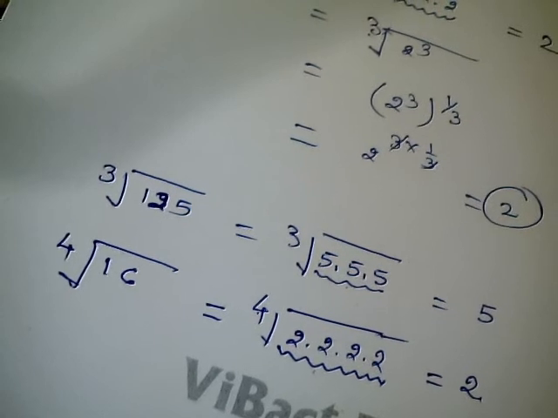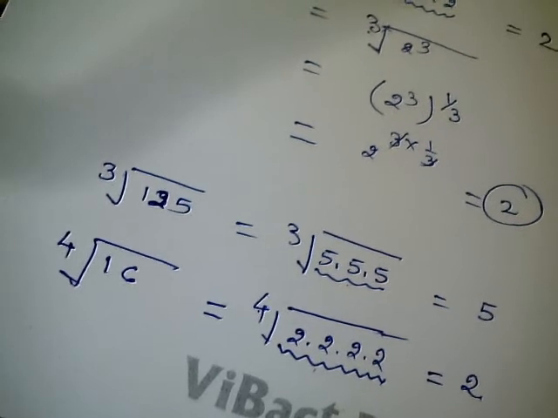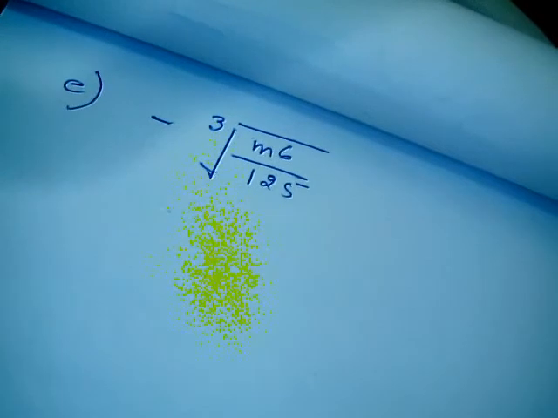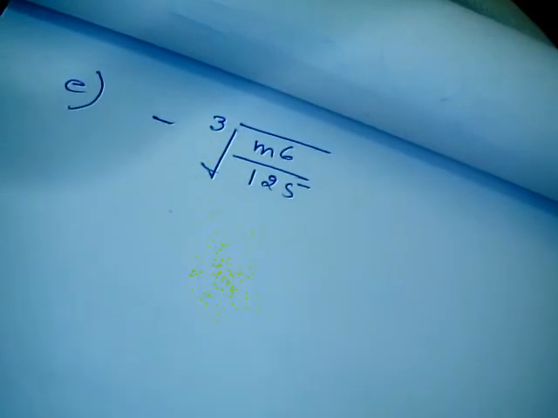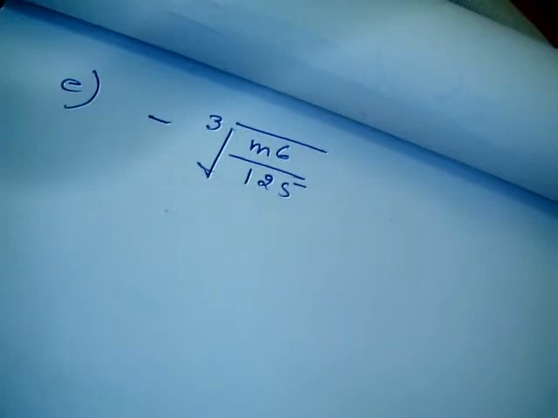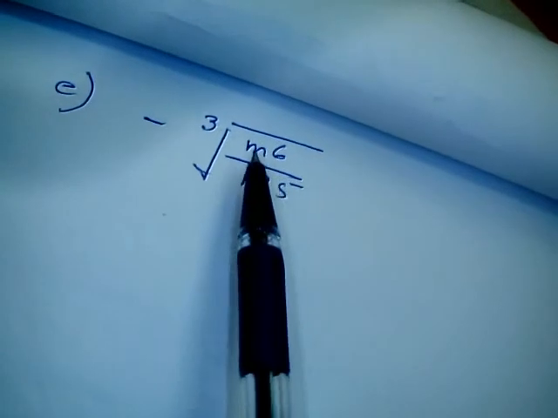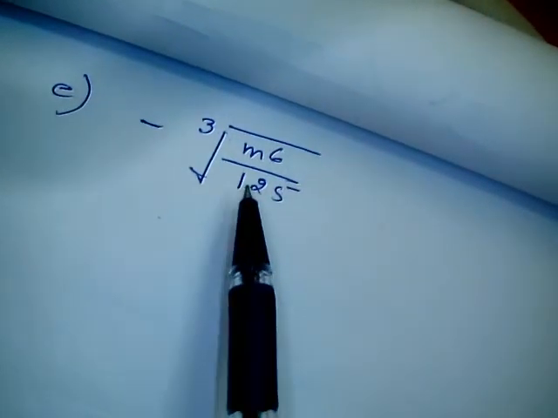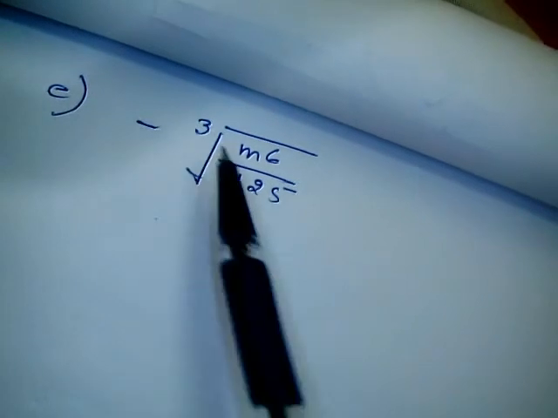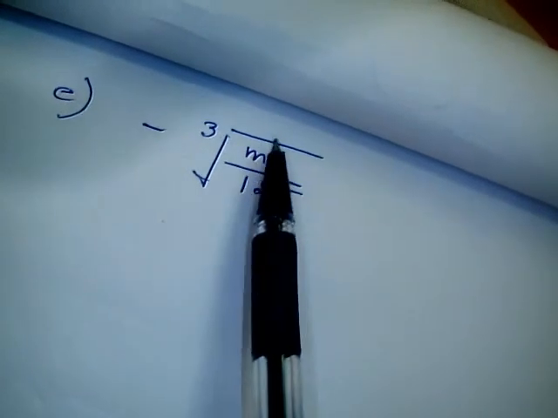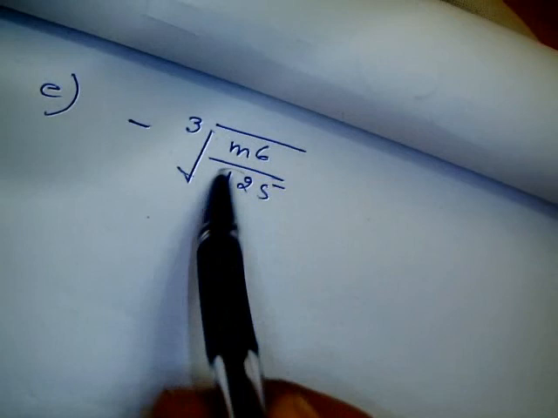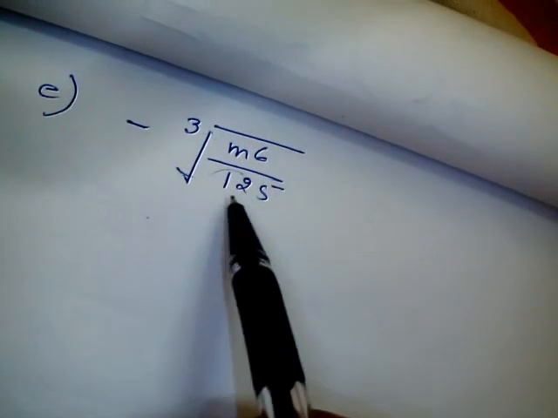One question is requested by a student. The question is to calculate the cube root of m to the power 6 upon 125. The index is 3, so we need to convert each term into a form repeated 3 times. The denominator is not a problem, because we can write it as 5 times 5 times 5. The problem is going to come with the numerator term, how we can write that we need to work out.